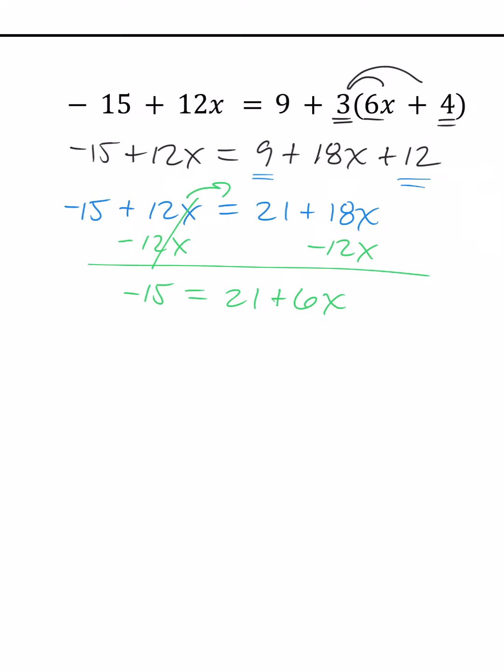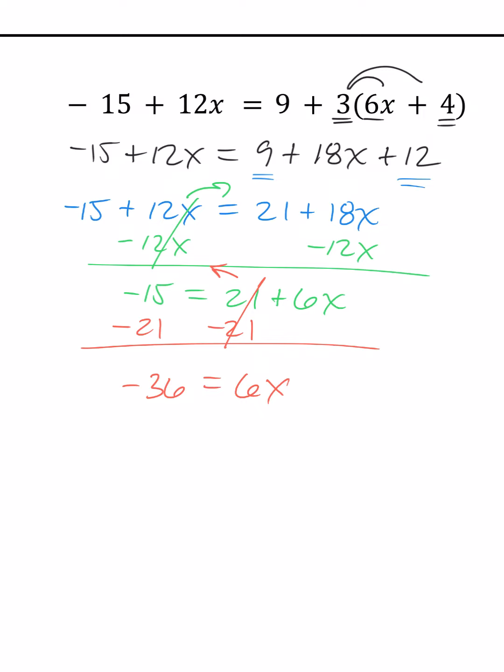It looks like from here we have 2 more steps. I want to subtract 21. I want to move the constants, the numbers, to the left. The constants are the numbers without the variables. Okay, I have negative 36 equals 6x.